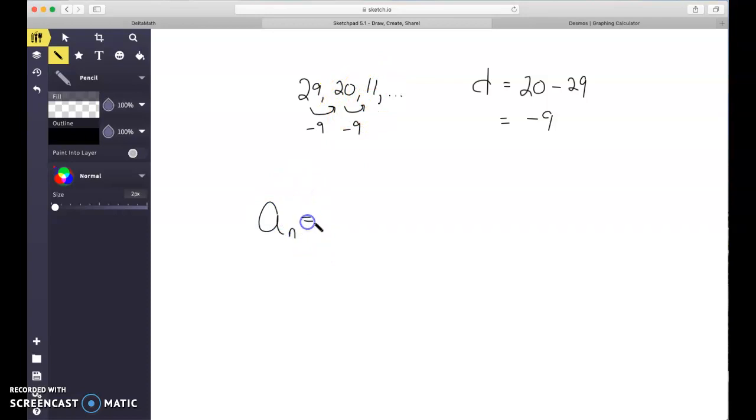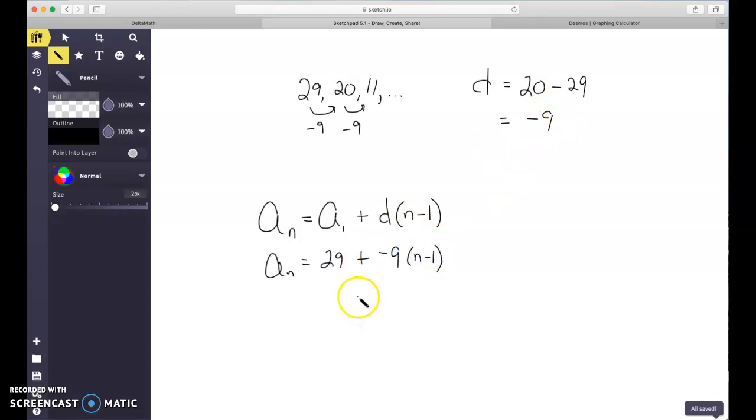So a sub n equals a sub 1 plus d times n minus 1. Then I'm going to go ahead and fill in my first term. A sub 1 is 29. And we found our common difference is this negative 9. And I leave my n minus 1 notation. I am fine with you giving me the formula like this. We'll see what Delta Math says.